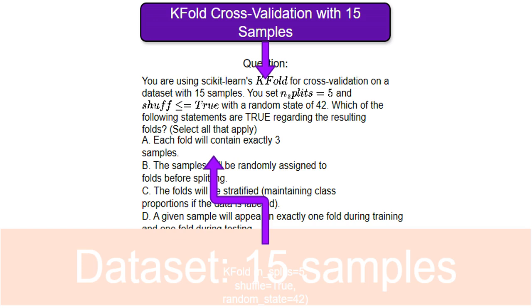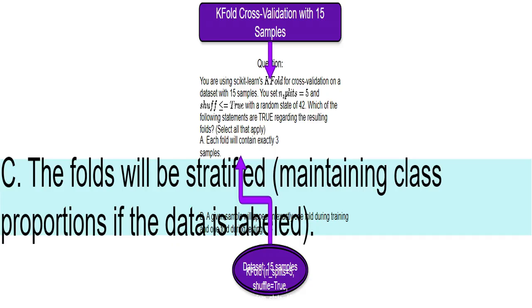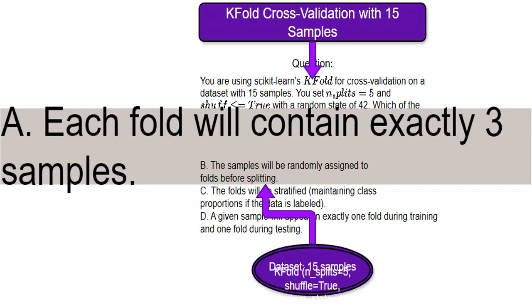It's not an even division, so expect some folds to have slightly more or fewer data samples than others. This statement is incorrect. In KFold cross-validation, each sample actually appears in one fold as a test set and in the remaining folds as training data. It's not just one training fold.